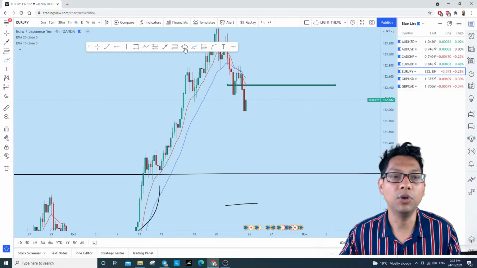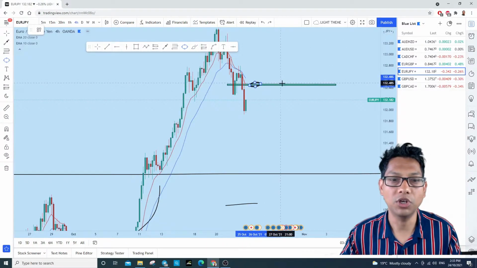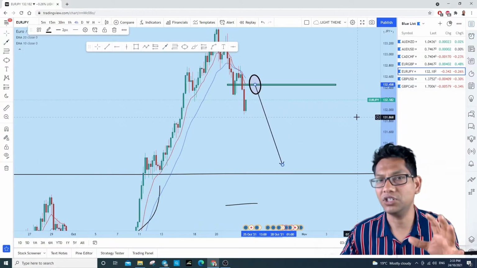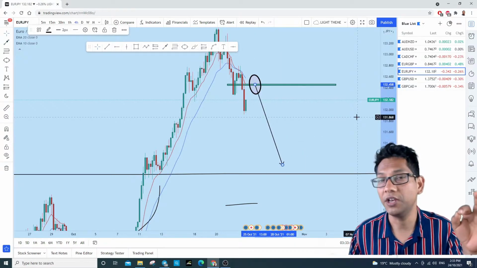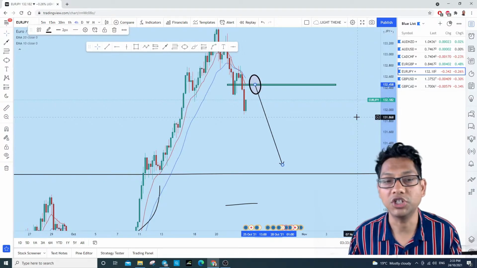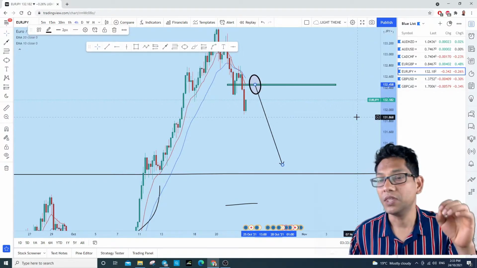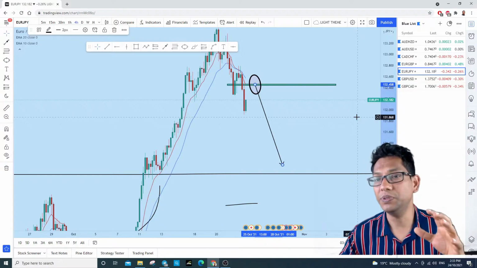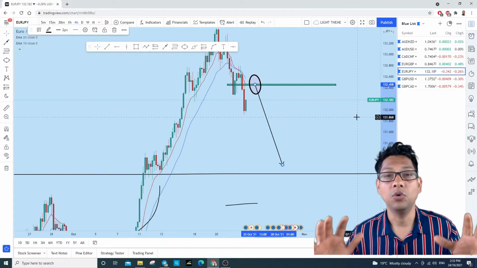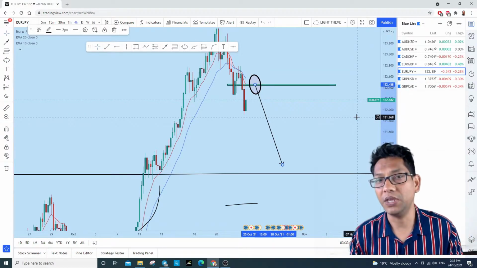So what we will be doing with our students is watching price action patterns from this area, and if we see any bearish price action pattern, we will take a short trade with a very good risk to reward ratio with our students. Now let's go to the GBPCAD, and finally we will analyze GBPUSD.